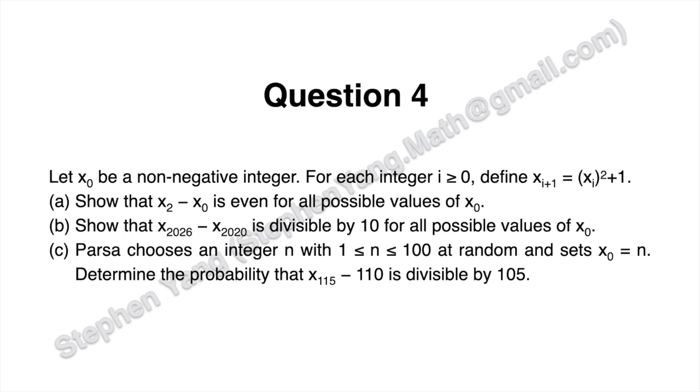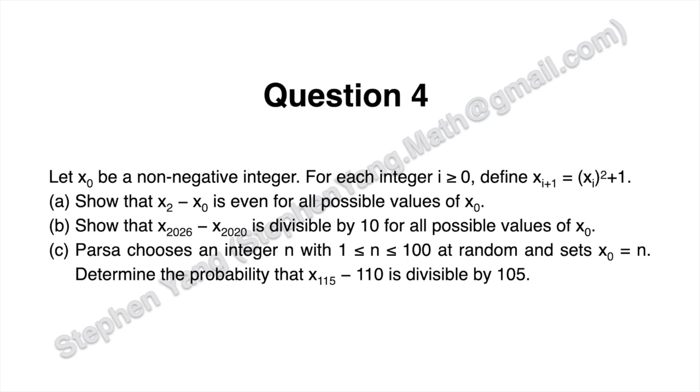Let's get into the question now. So Hypatia question 4 is: let x0 be a non-negative integer. For each integer i greater than or equal to 0, define x_{i+1} equals x_i squared plus 1. Sub-question A is: show that x2 minus x0 is even for all possible values of x0.